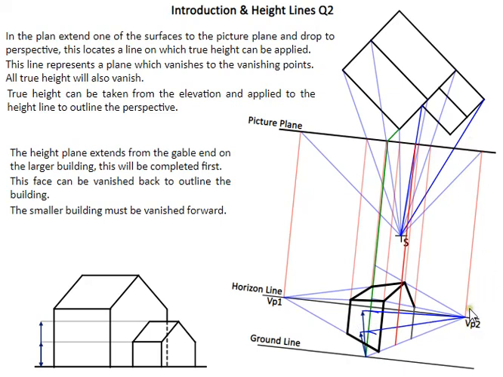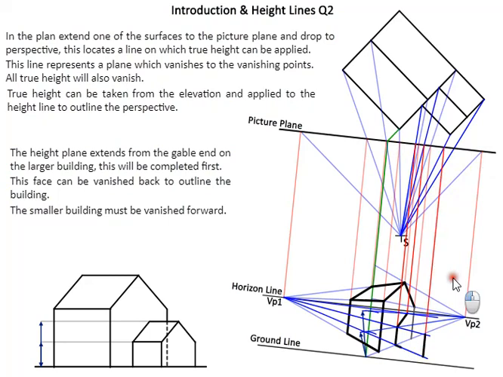Now it's important that we know which vanishing point to vanish it back to. The reason we're vanishing back to VP2 is that this green line is parallel to this vanishing point, so that means this is the vanishing point we vanish back to. So we can mark off our heights and finish our perspective.